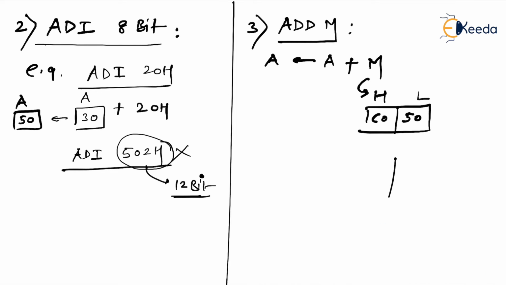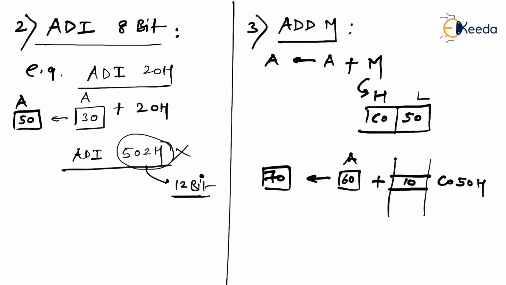In fact, it is a location numbered as C050 hex. Let's say the content of this is 10. Let's say the content of accumulator is 60. 60 plus 10 becomes 70. Again 70 comes in accumulator. This is how this instruction really works.